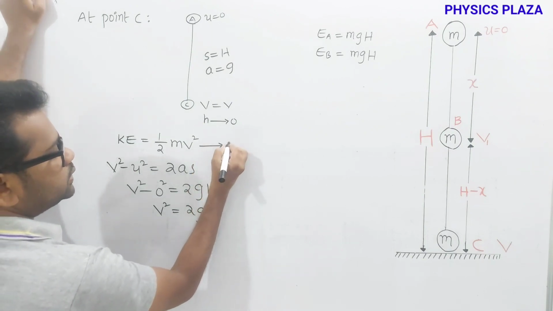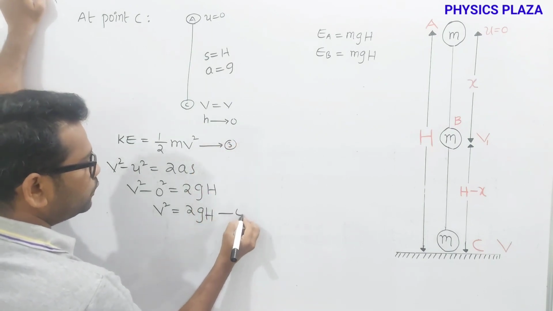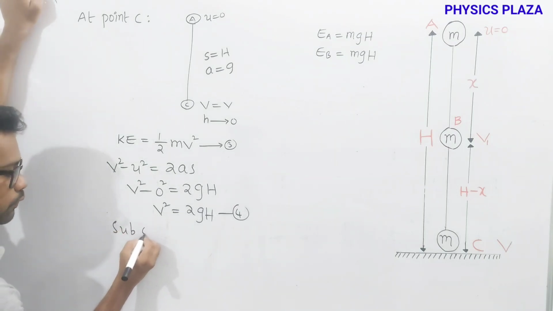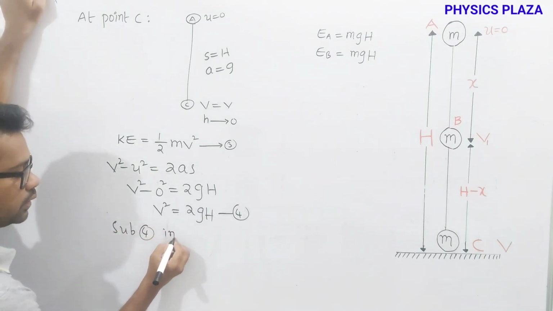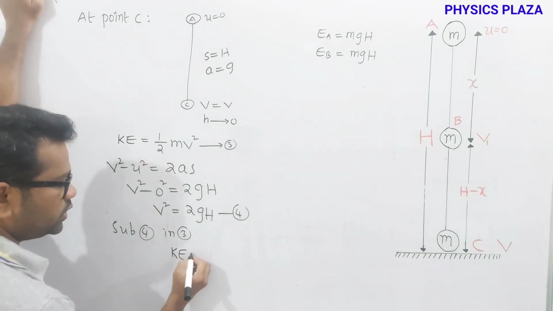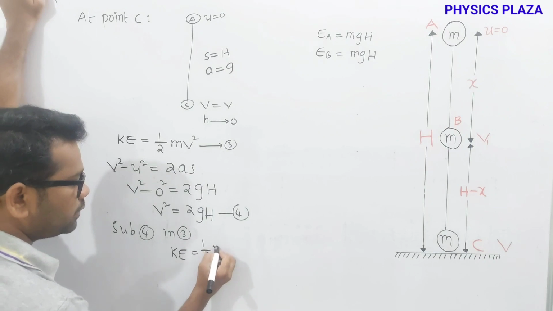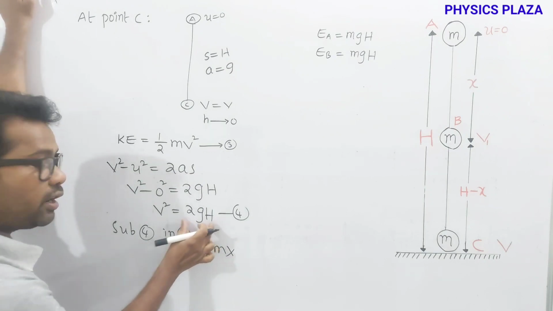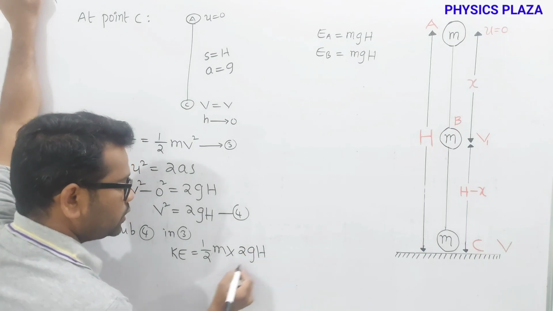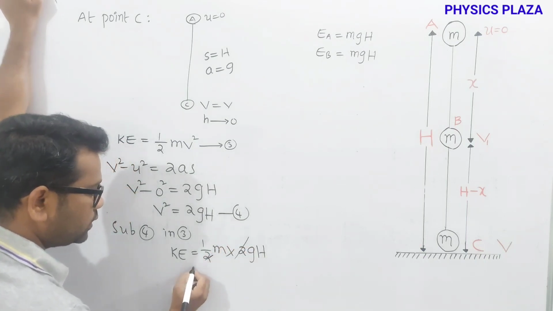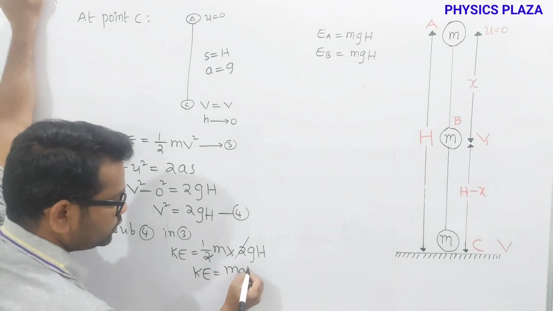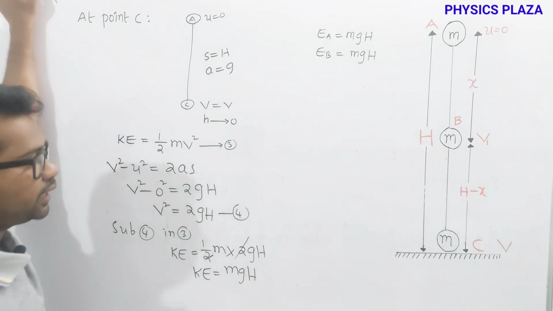Let it be the fourth equation, children. So let us substitute the fourth equation in the third equation. What will we get here? Kinetic energy is equal to half m. In place of v square, we write 2gh. So here the 2 gets cancelled, and I got kinetic energy as mgh. That is fine. This is the kinetic energy.